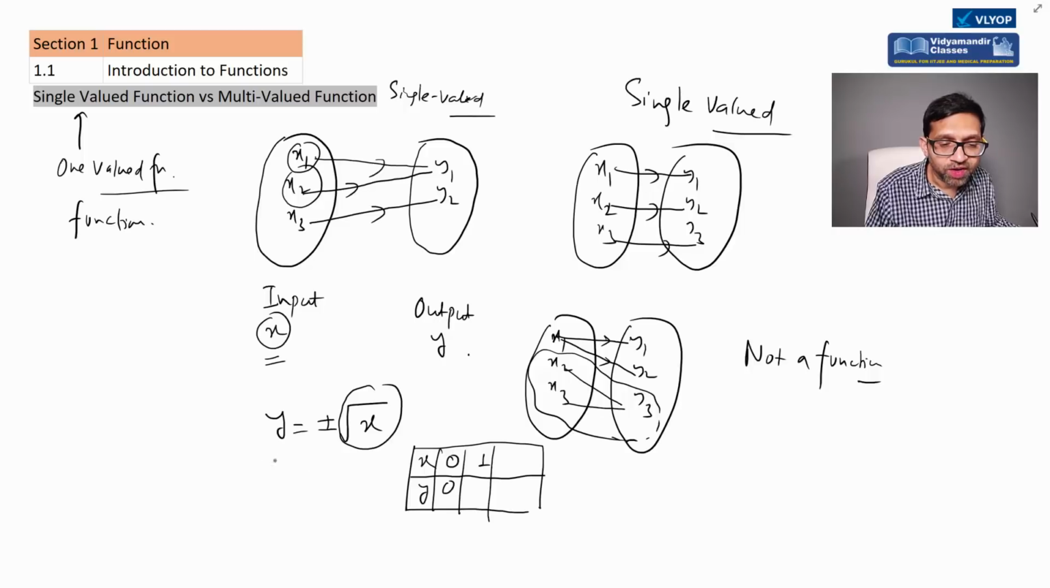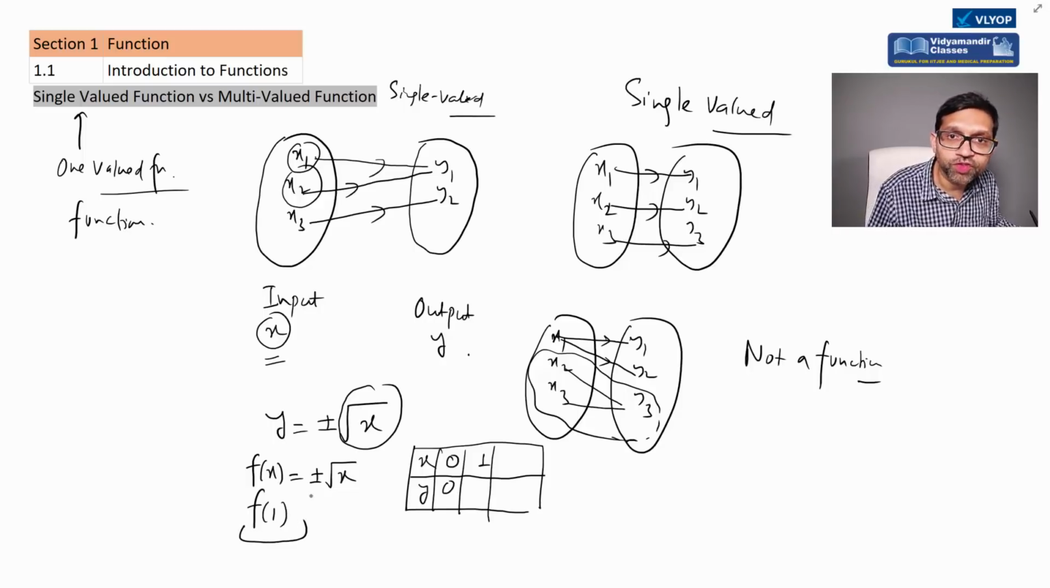So this is function f. Let's represent it like this: y equals plus minus root of x. When I replace x equal to 1, this is how we show it. This is how we write f(1). f(1) means that I have replaced x with 1 in place of x. That's how we represent it. And this equals plus minus root of 1. And root of 1, as we just discussed, is a positive value. It gives a positive value 1.